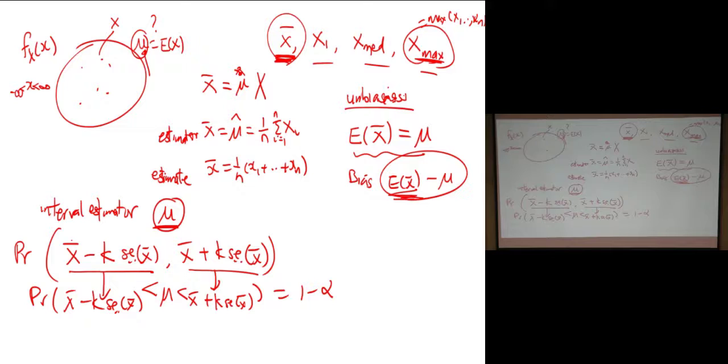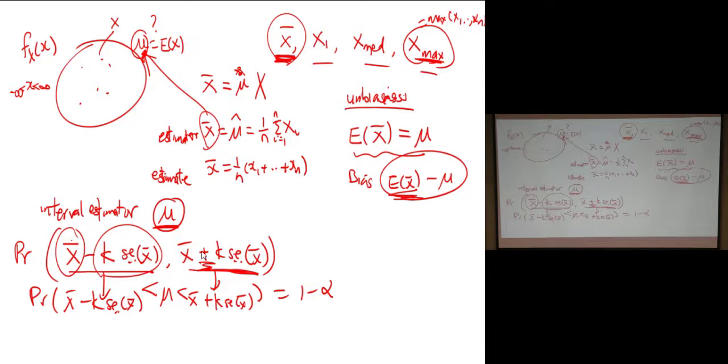You can see that x bar is a point estimate for mu. So I start with x bar, subtract k times the standard error of x bar, and the upper limit will be x bar plus k times the standard error of x bar. So now the question is, what are this k and the standard error of x bar? We start with the easiest case first.